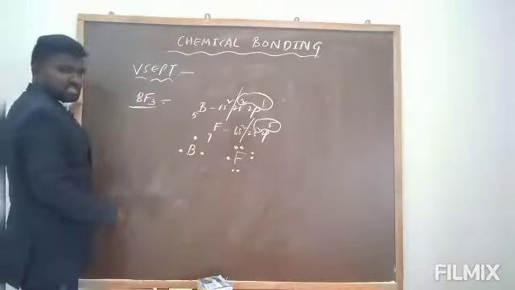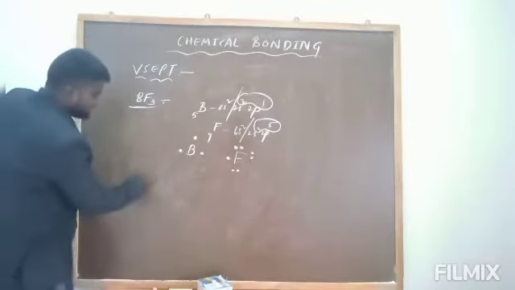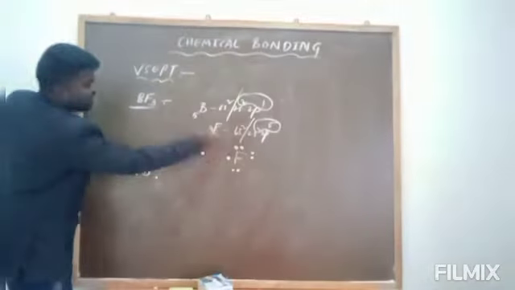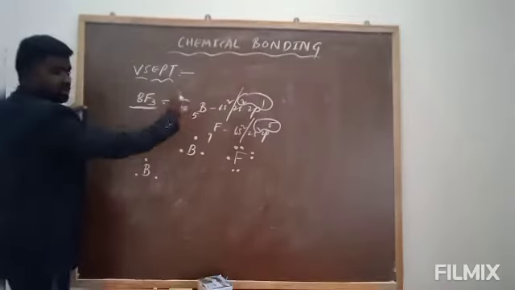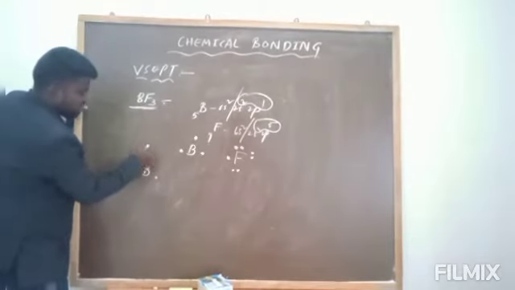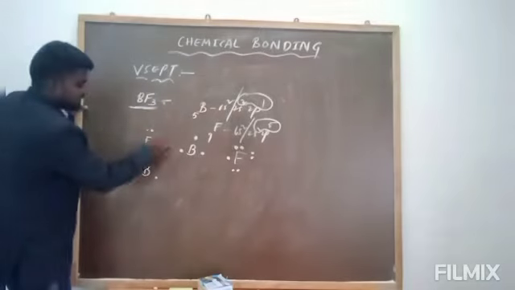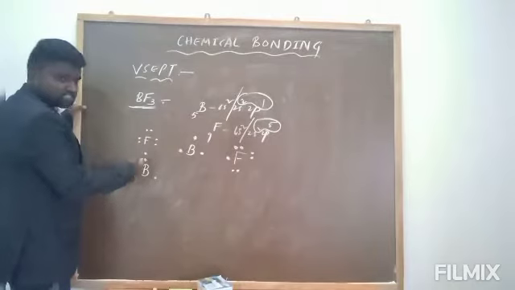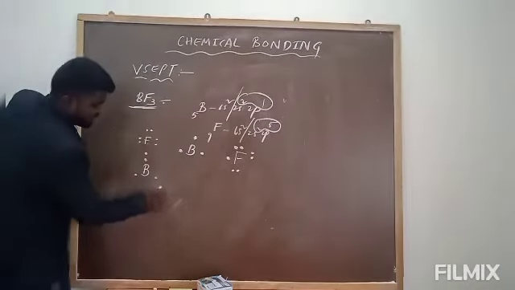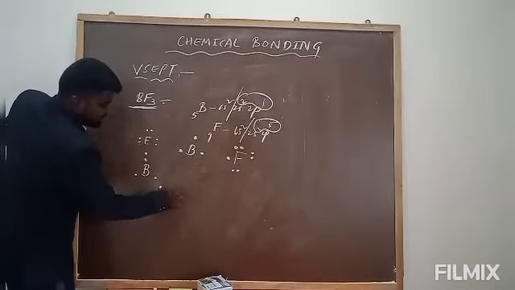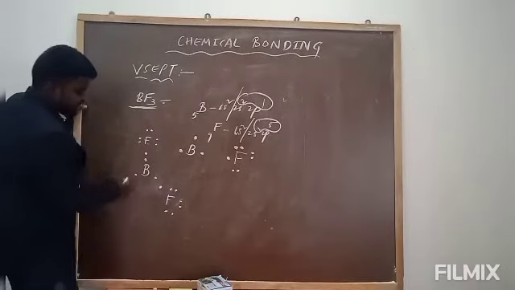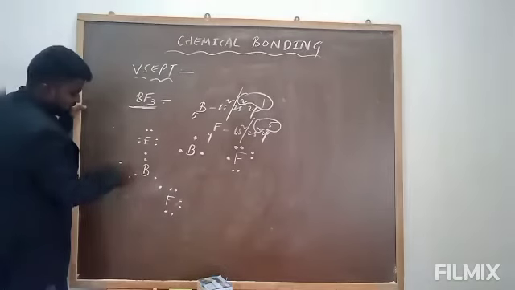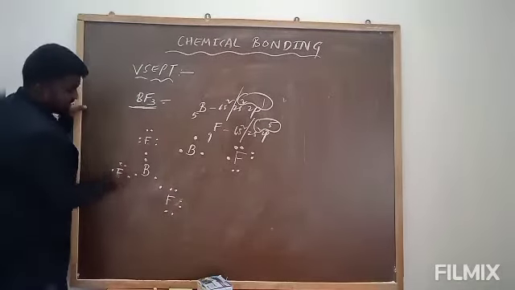Now if we draw the structure of boron trifluoride, we get boron with the 3 bonding electrons. 3 fluorines should be there, BF3. So it is the first fluorine bonding electron, and the rest are 3 lone pairs. Next, the second fluorine bonding electron, and the rest are 3 lone pairs. Next, the third fluorine bonding electron, and the rest are 3 lone pairs.